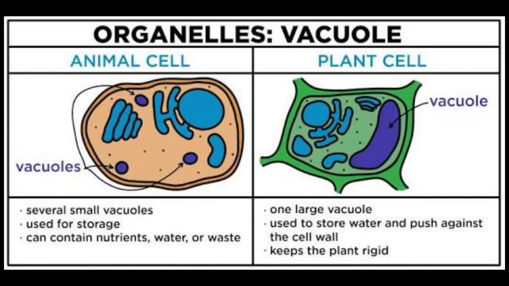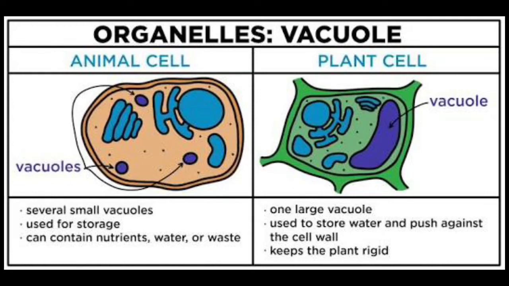Look at these pictures. We can see blue colored vacuoles in both cells. In an animal cell, several small vacuoles are present, but in a plant cell, only one but large vacuole is present. A central vacuole is needed to store water for the plants to live.